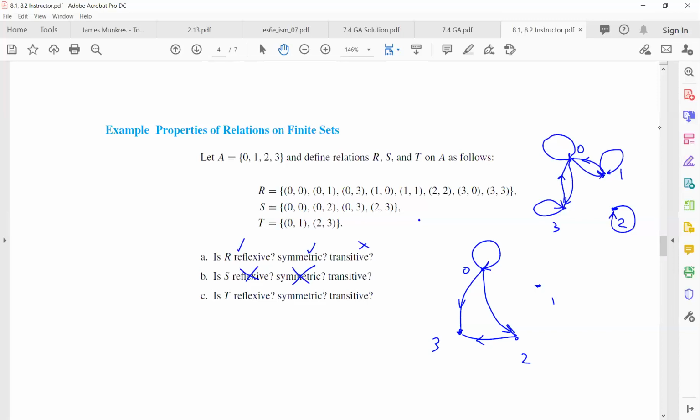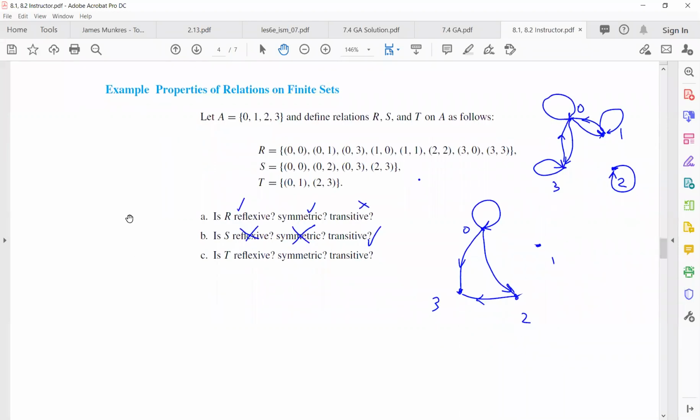Transitive, okay. 0 is connected to 3. 3 is not connected to 2, so there is nothing here. 0 is connected to 2. 2 is connected to 3. And 0 is connected to 3, so it is transitive. You only check the connections, the relations that exist here. We do not care about the relation between 0 and 1. There is no arrow here, so there is no point checking this to be transitive or not.